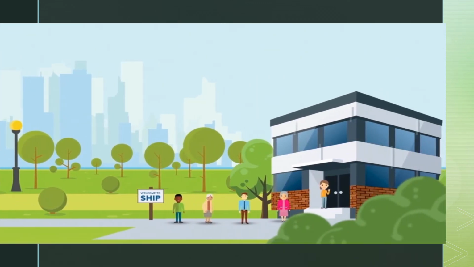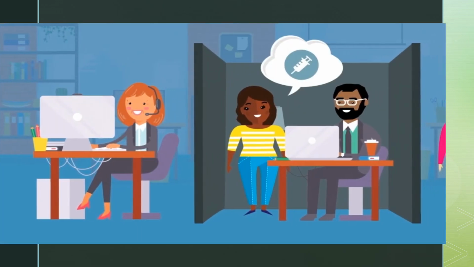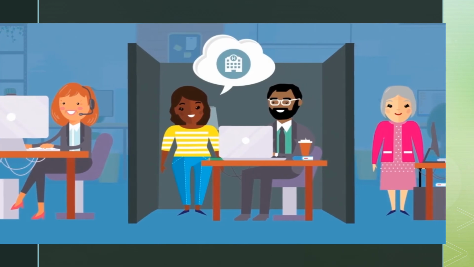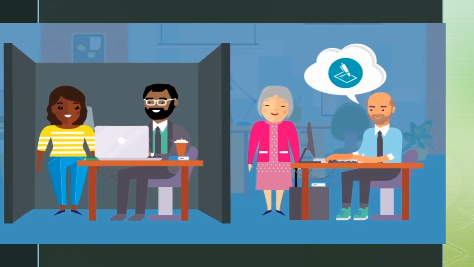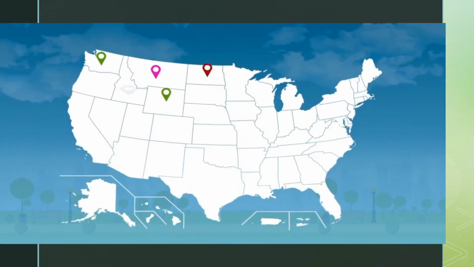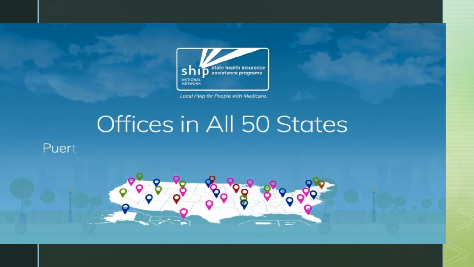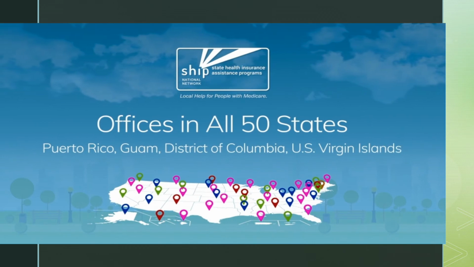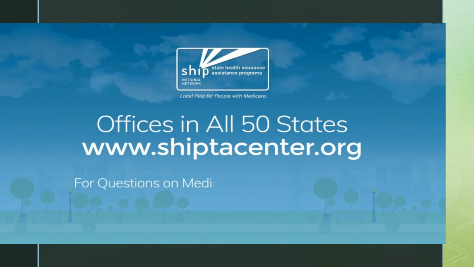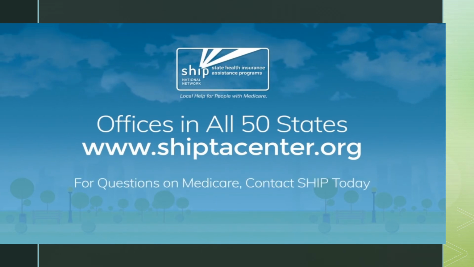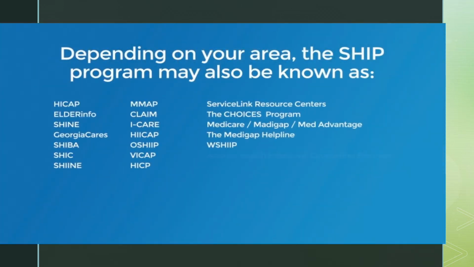That's where SHIP comes in. SHIP is your State Health Insurance Assistance Program. SHIPs provide local, trusted, and unbiased help for Medicare beneficiaries, their families, and caregivers. Get face-to-face, personalized guidance on Medicare from trained and knowledgeable SHIP counselors who live in your area. SHIP is a government-funded national program with offices in all 50 states, as well as Puerto Rico, Guam, the District of Columbia, and the U.S. Virgin Islands. Visit www.shiptacenter.org to find your SHIP. For questions on Medicare, contact SHIP today. Depending on your area, the SHIP program may also be known by one of these names.